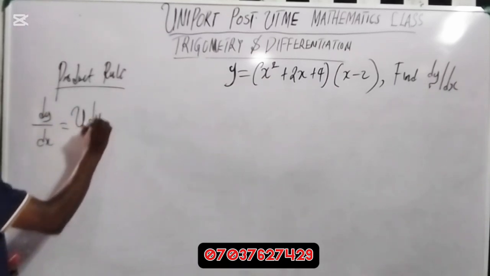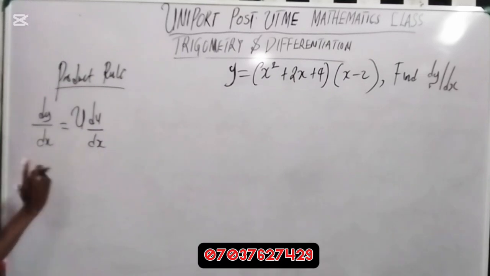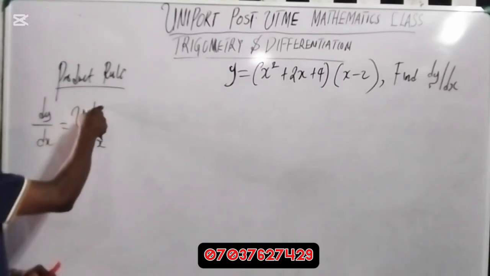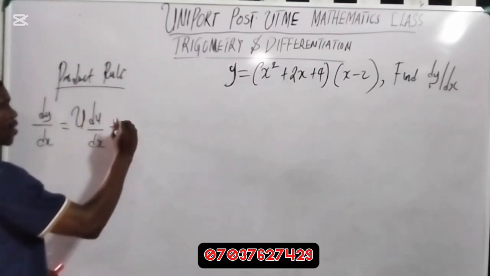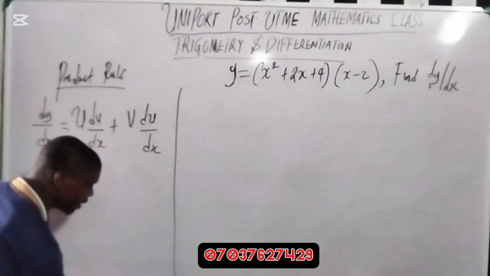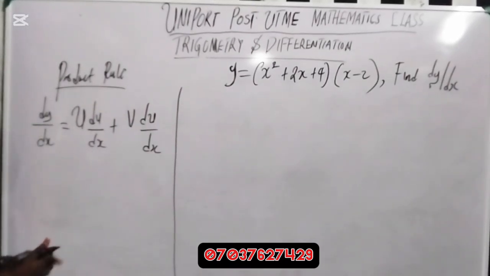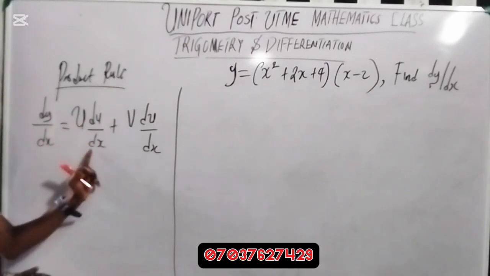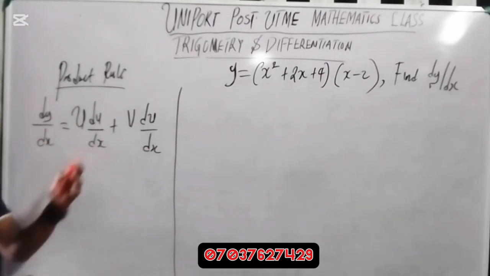u dv over dx plus v du over dx. Don't worry, I will explain to you, right? Now, do you know the reason why we have u dv over dx plus v du over dx? Do you know the reason why?